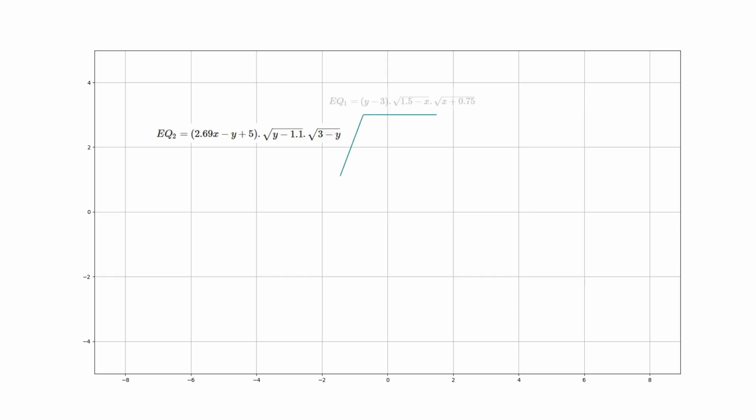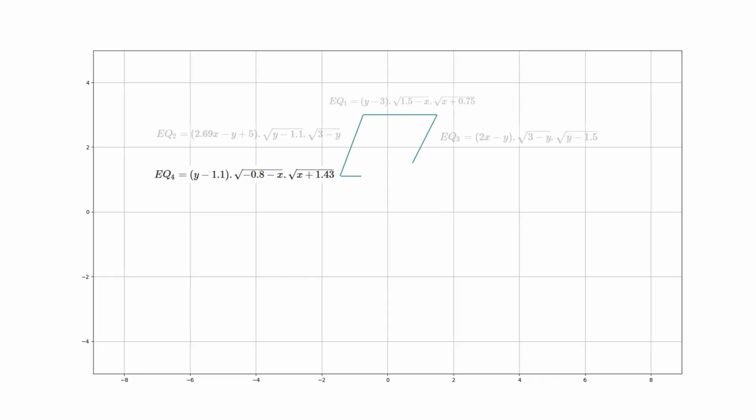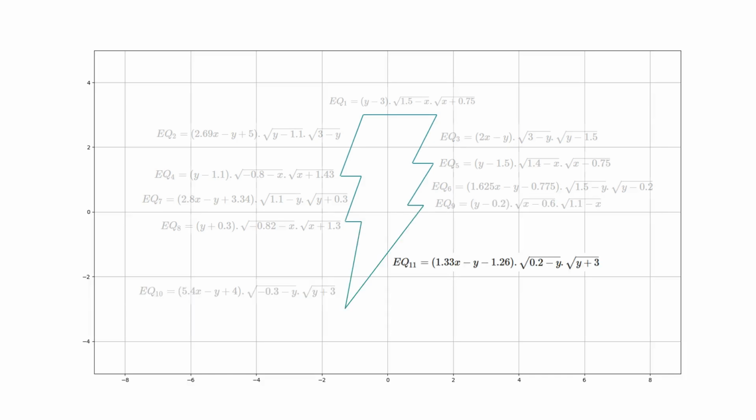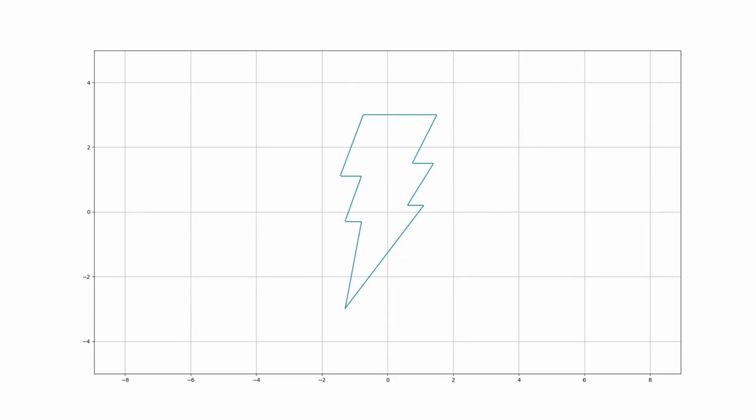Similarly, in this case, we draw an inclined line, 2.69x minus y plus 5, and cut it off at y equals 1.1 and y equals 3. We repeat this exercise for all the other parts of the emblem, which are all straight lines. When we are done with plotting all the equations, this is what we get. A nice little emblem of Shazam.